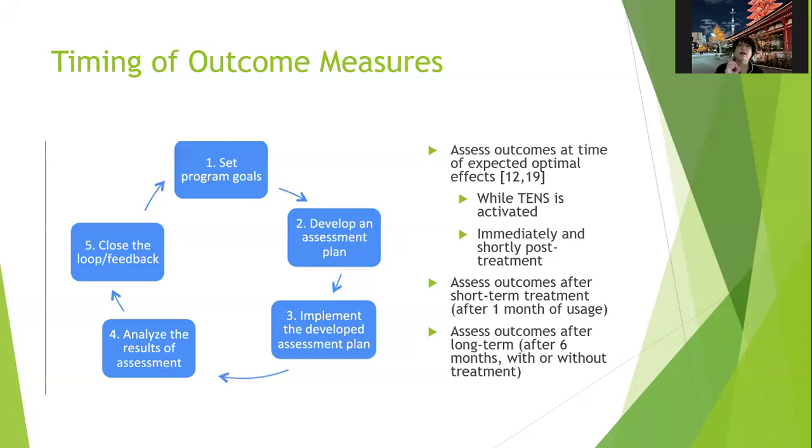So you want to assess the outcomes at the time of the expected optimal effects. So when you're using high rate TENS, you want to assess the outcome while the TENS is activated or immediately and shortly post-treatment. You also want to assess outcomes after a short-term bout of treatment, after about a month of usage, if you're doing it 2 times a week. And also, if you have the opportunity, assess outcomes long-term after 6 months with or without treatment.